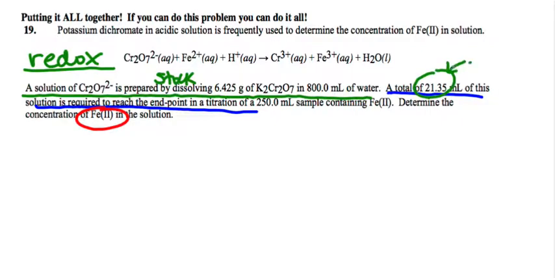This would be the moles at the equivalence point to find the moles of the chromate, which we could then stoich over to the moles of the iron. But to do stoichiometry, what do we need? What does that equation need to be? Balanced. And it's not. So we have to balance it using half reaction method.